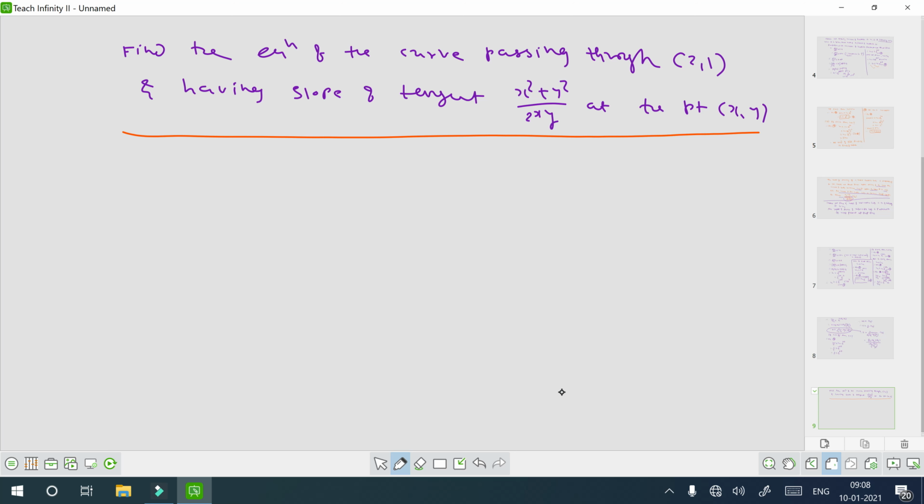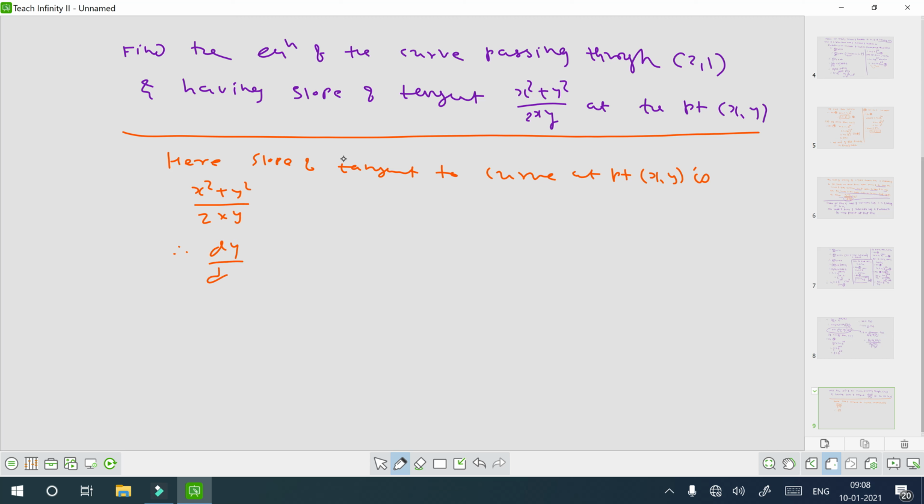And after completing this example, this chapter number 9 is over. Here slope of tangent to curve at point xy is x square plus y square over 2xy.